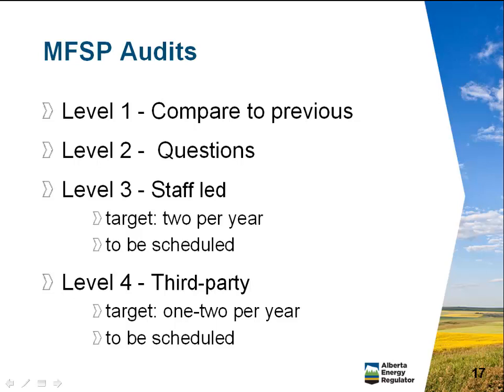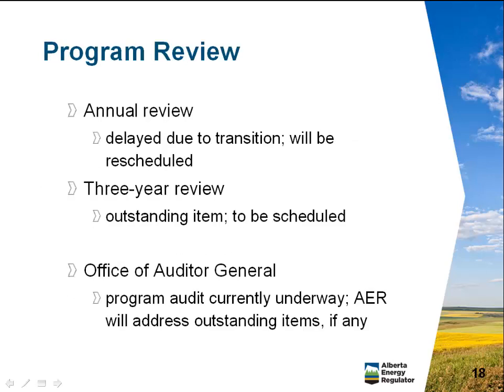Program review. There's an annual review that's part of this program. It's been delayed. The transition has caused some challenges on getting it done, but the go-forward is it's going to be rescheduled once it's transferred into the AER, and we're going to talk to the approval holders to figure out the best time to do that and get on with it. The program is also scheduled for a 3-year review. This is to look at how the program is working, what can be changed, clarified, improved. That is also an outstanding item, and again, in the annual meeting, the intent is to sit down, discuss, and figure out when's the best time to hold that meeting.